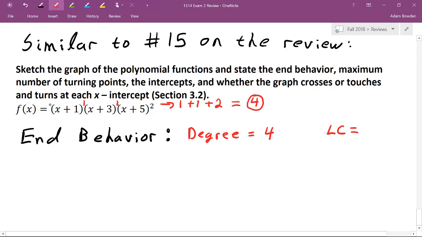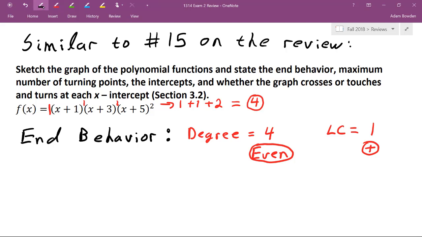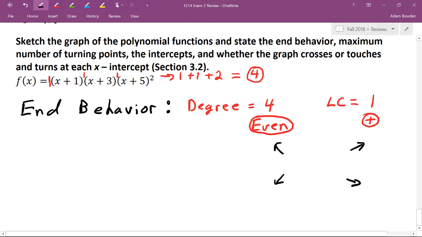The leading coefficient is in the very front. In this case, you don't see a number, so it's an understood 1 out in front. Now to determine end behavior with these numbers, we look at the degree. We see that it's an even number. We look at the leading coefficient. We see that it's a positive number. And this will tell us which arrows to use for each end of the graph. If the leading coefficient is positive, then this end will point up. If the leading coefficient is negative, this end will point down. So in our case, it's a positive number, so that end will point up.